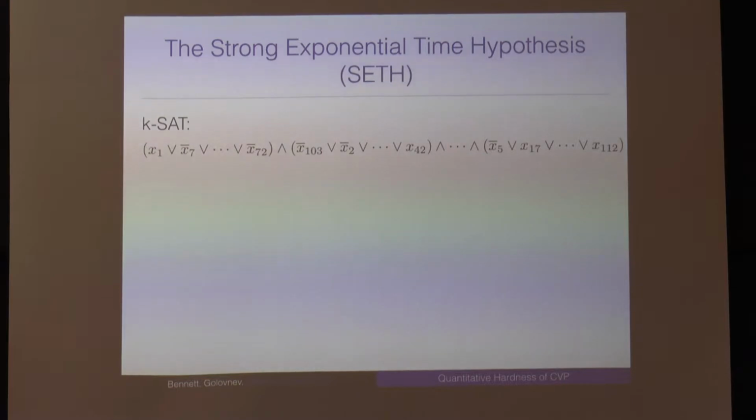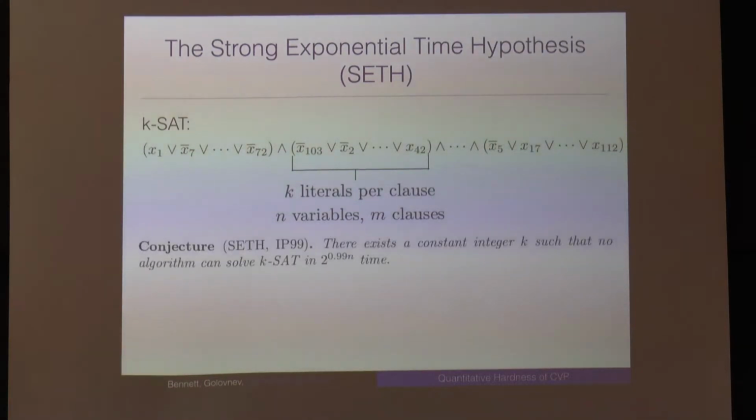So k-SAT takes as input a formula that looks like this. It's the AND of a bunch of ORs. So you've probably seen 3-SAT, in which the number of literals in each clause is 3. And more generally, there's the problem k-SAT, in which the number of literals per clause is k. And just some vocabulary, we'll call the number of variables n and the number of clauses m.